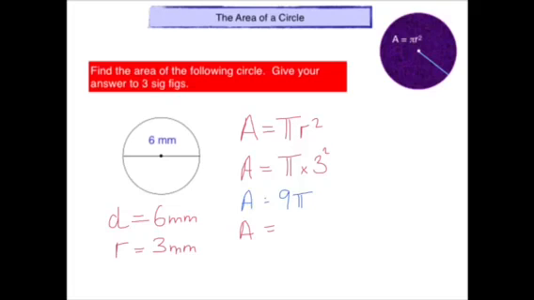Again, to turn that into decimal, press your S to D button, and we should get our answer. And in this case, we're asked to round it to 3 significant figures. So 28.3. And lastly, just be careful with our units. We were measuring lengths in millimeters, so our area will be in millimeters squared.